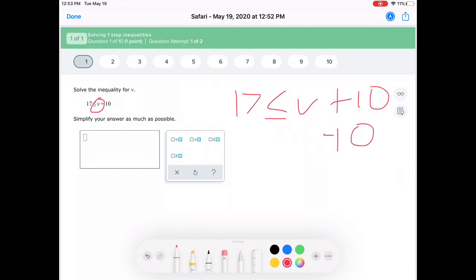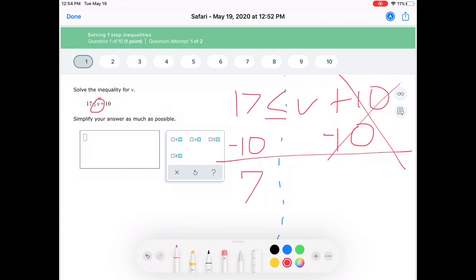So we're going to subtract 10 to get rid of it, but it's still like an equation where whatever we did to one side of the inequality, we do to the other side. So we subtracted 10 from the right-hand side, so we also need to subtract 10 from the left-hand side, and that will leave us with 7. As we said, the 10 is gone now, and then we just keep this inequality the same. So we have 7 is less than or equal to v.